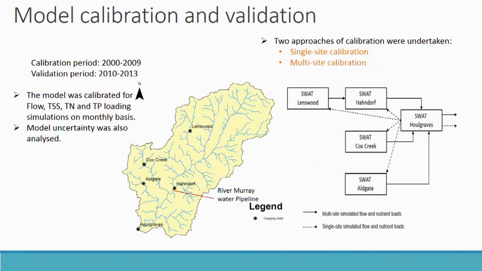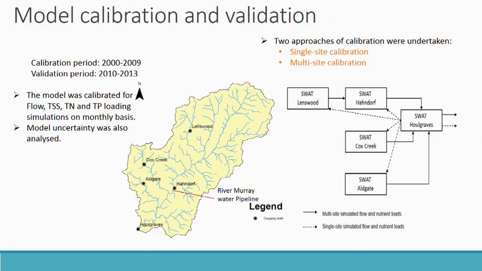So for model calibration and validation, we took 10 years of data for calibrating, from 2000 to 2009, and for validation we took 4 years. The model was calibrated for flow, total suspended solids, total nitrogen, and total phosphorus loading on a monthly basis. And we also estimated the uncertainty in the model.